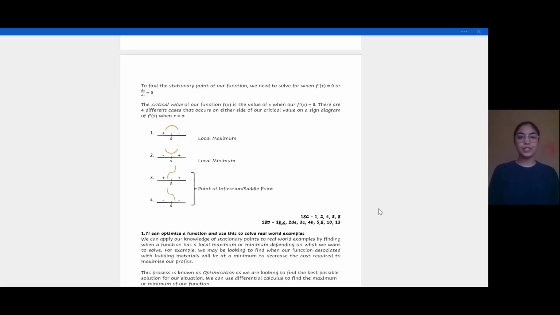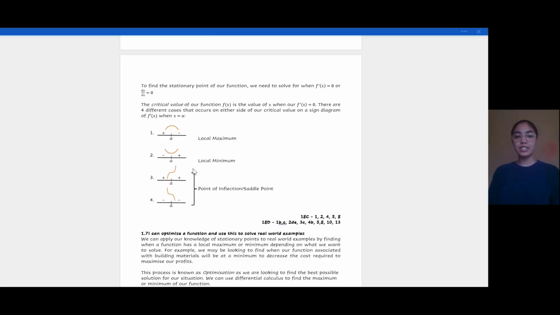To find the stationary point of our function, we need to find where our derivative is equal to 0. We'll use first principles or the power rule to find the derivative function, and then we will make that equal to 0 to find at what x value my derivative is equal to 0. This x value is called our critical value. It is the value of x where my derivative is equal to 0.